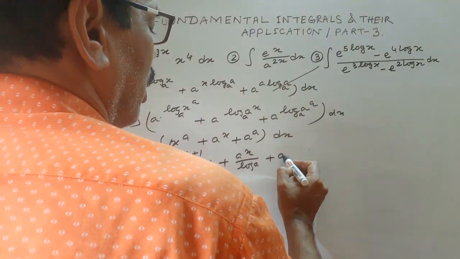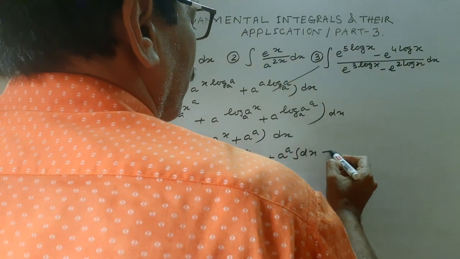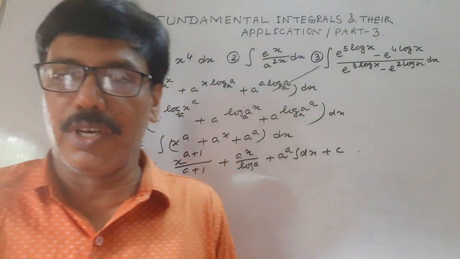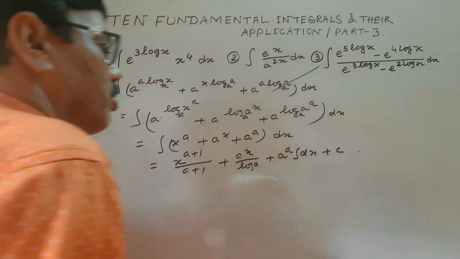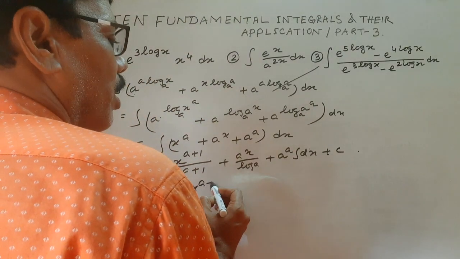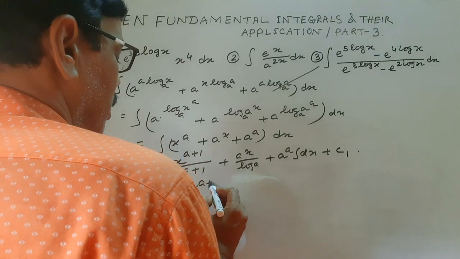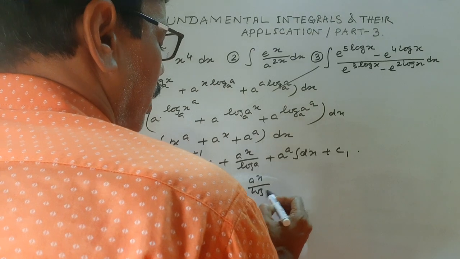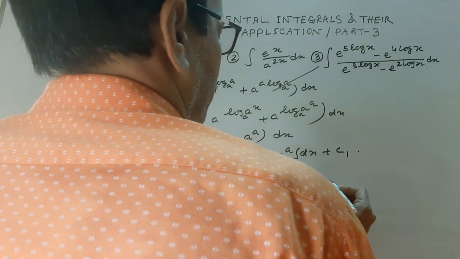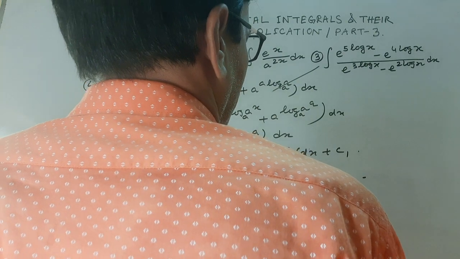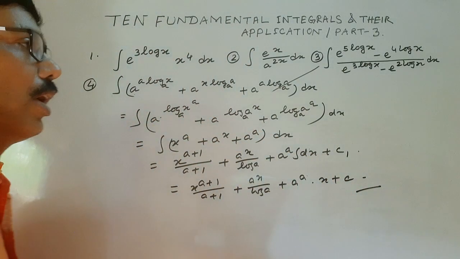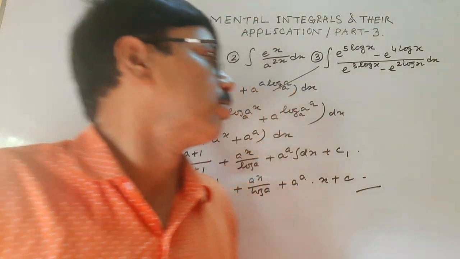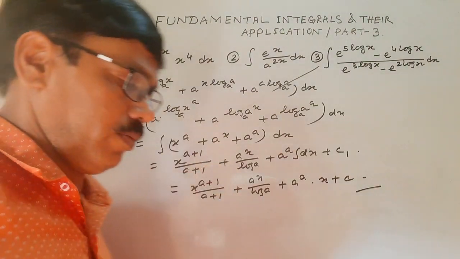Now for the last one, a to the power a into dx. A to the power a does not involve x, so we consider this as constant. So finally, x to the power a plus 1 by a plus 1, plus a to the power x by log a, plus a to the power a into x plus c. So they are very simple, but you need the concept of properties of log.